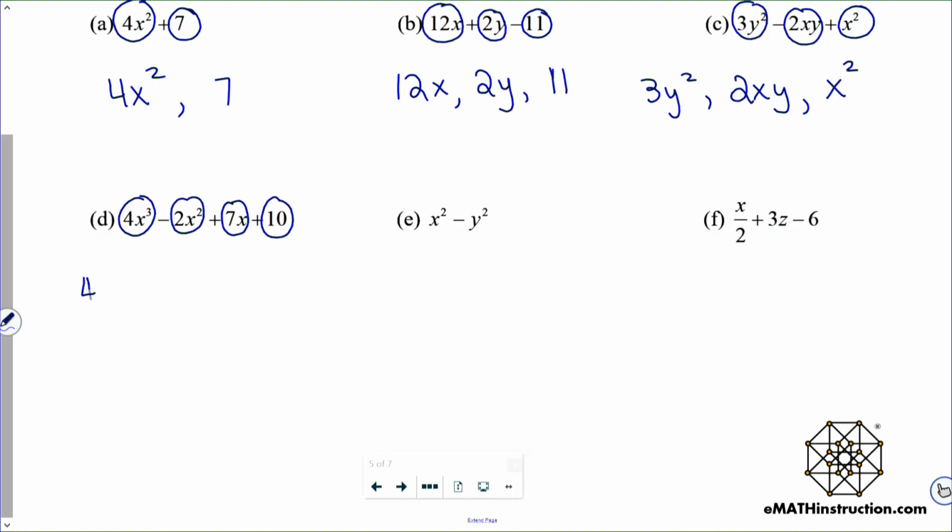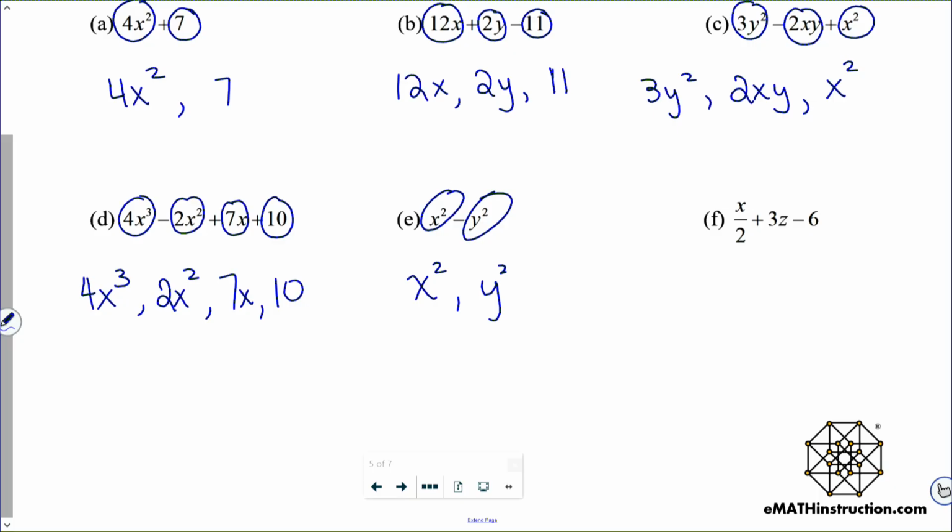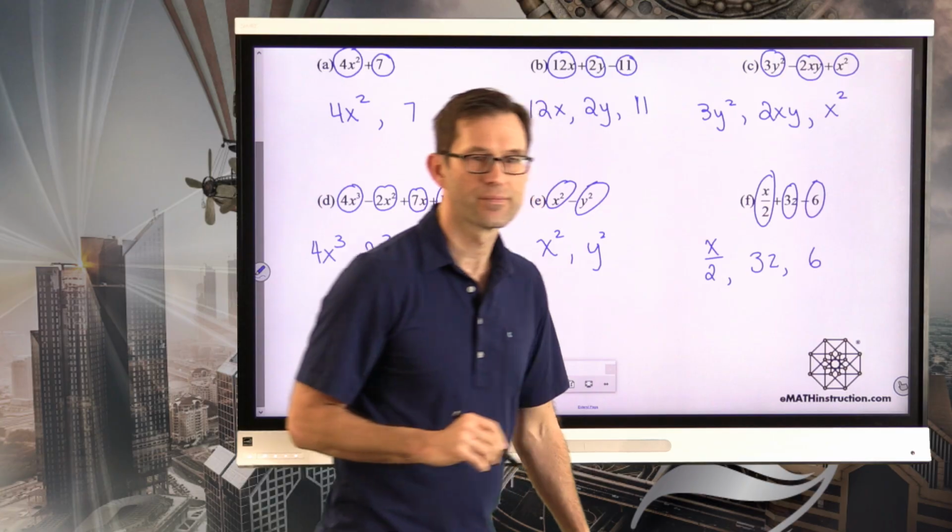All right, we've got 4x cubed, 2x squared, 7x and 10. Here we've just got something pretty simple, two terms. We've got x squared and y squared. Here we've got three terms. x divided by 2, remember terms can have division in them. 3 times z and 6.